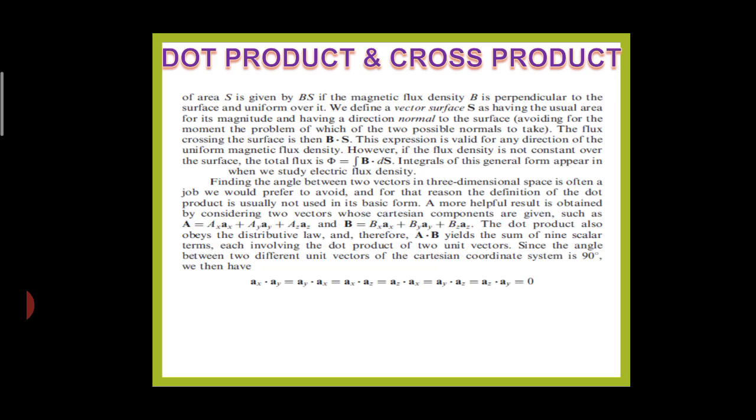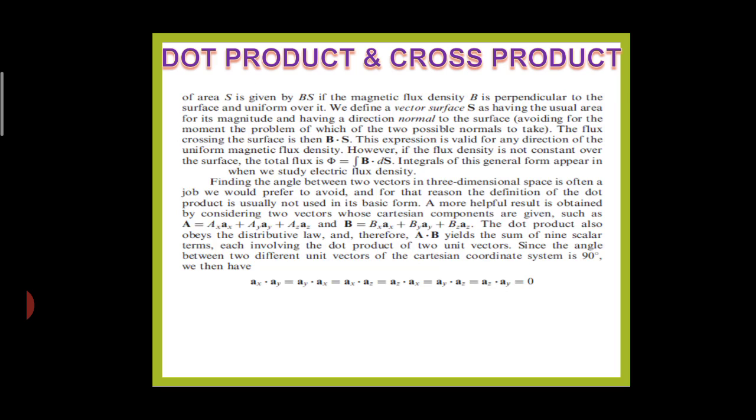Now, the equation of A is A equal to Ax ax plus Ay ay plus Az az. Second is B. B is equal to Bx ax plus By ay plus Bz az. The dot product also obeys the distributive law, and therefore A dot B is the sum of 9 scalar terms, each involving the dot product of two unit vectors.